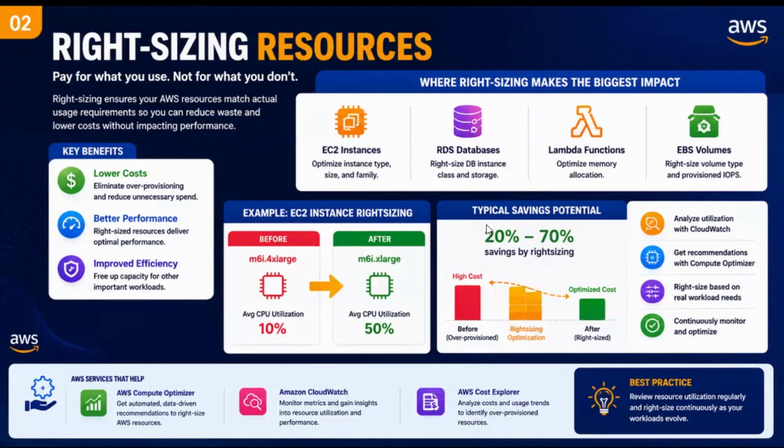Here are the AWS services that help us most. AWS Compute Optimizer gives automated, data-driven recommendations to right size AWS resources, and Amazon CloudWatch lets us monitor metrics and gain insights into resource utilization and performance. And definitely AWS Cost Explorer, where you can analyze cost and usage trends and identify over-provisioned resources. So these are the right sizing resources.